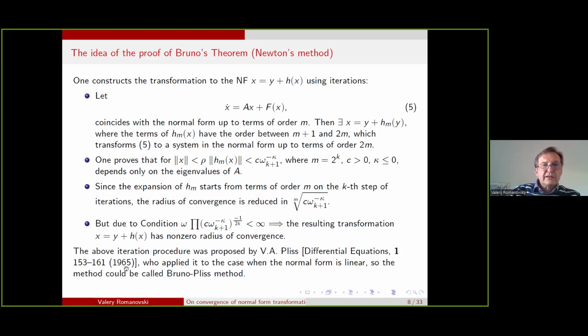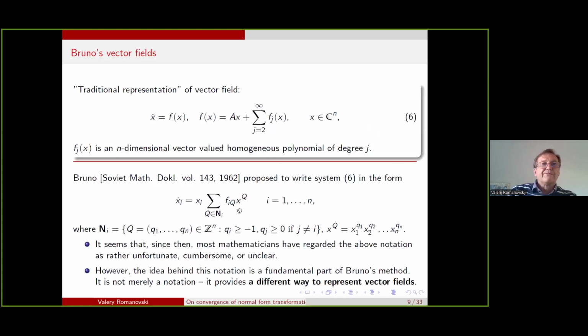And this iteration procedure was proposed by Victor Pliss in 1965, who applied this to the case when the normal form is linear. So the method could be called the Bruno-Pliss method. Some people call this the Moser method, but the paper of Moser was much later, and it's another reason.